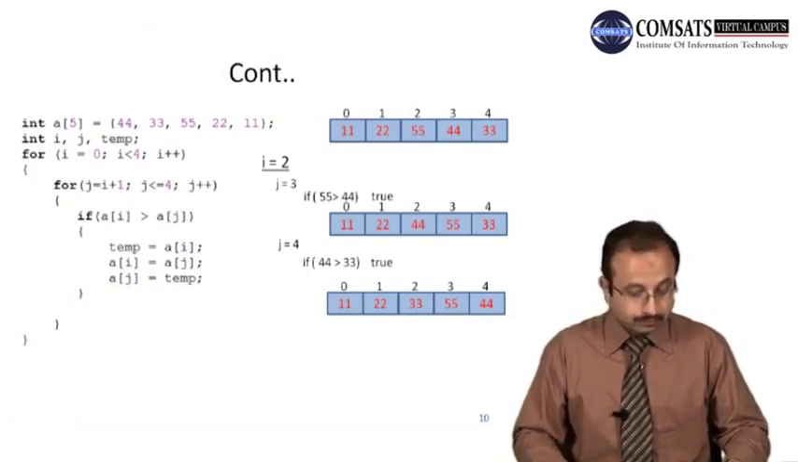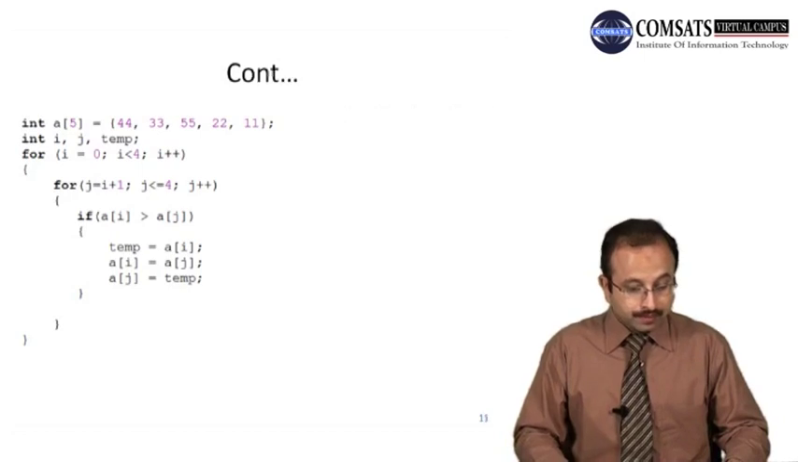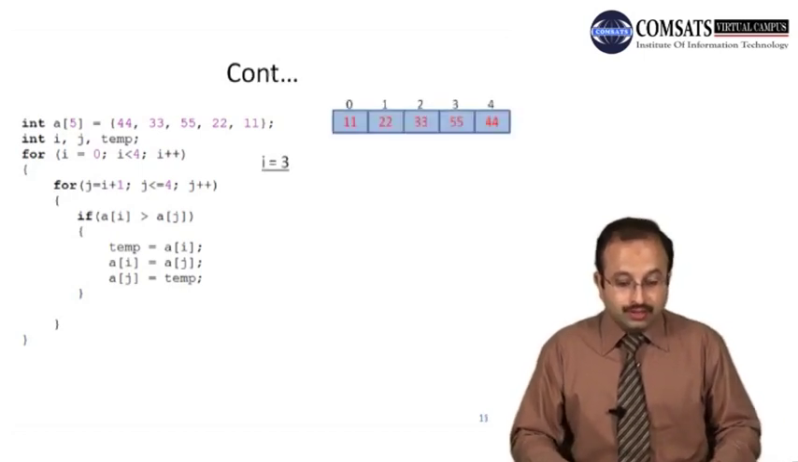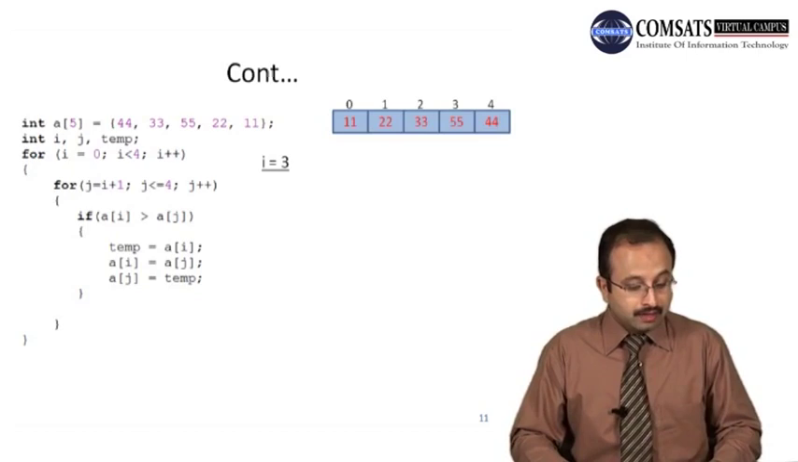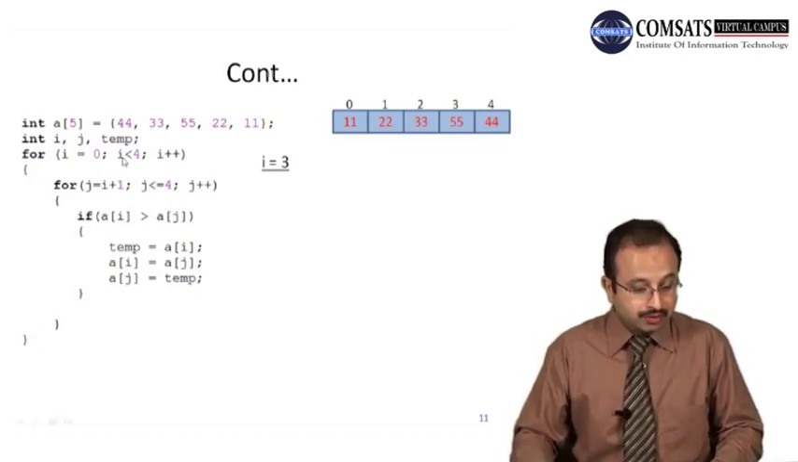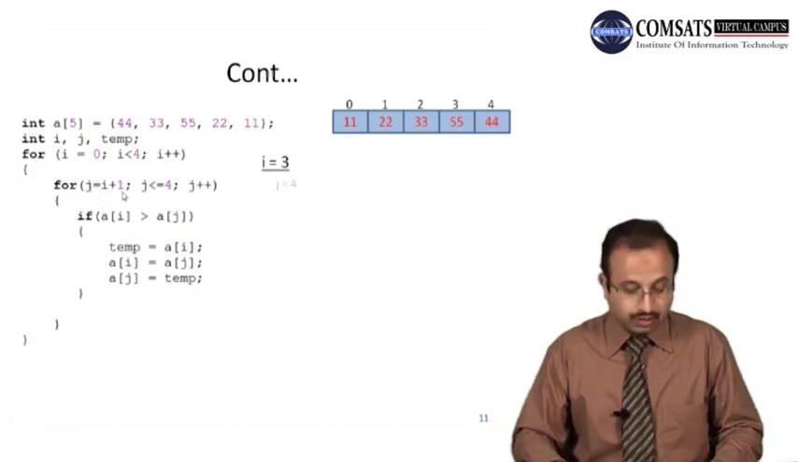Now the value of i is 3. Check the condition: 3 less than or equal to 4, the condition is true, so come inside the for loop. j is equal to 3 plus 1, that is 4. So the value of j is 4, 4 less than or equal to 4, the condition is true.